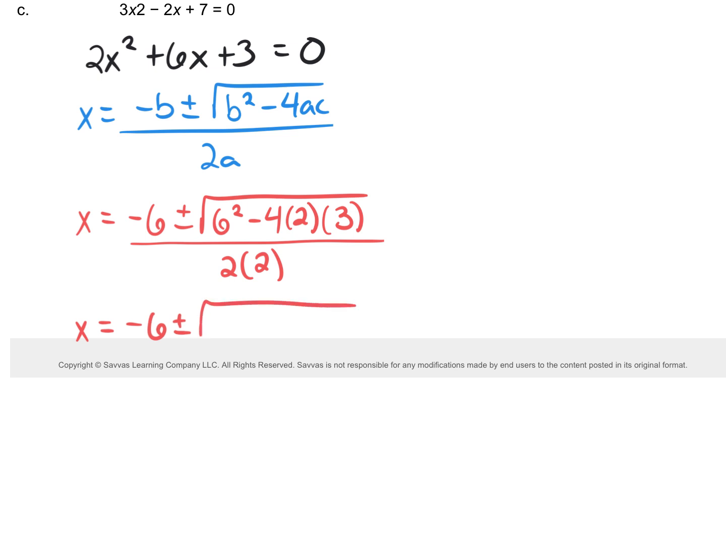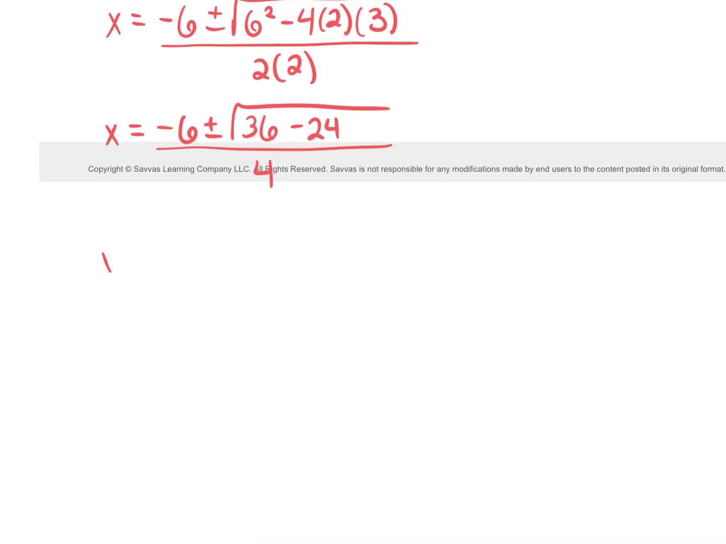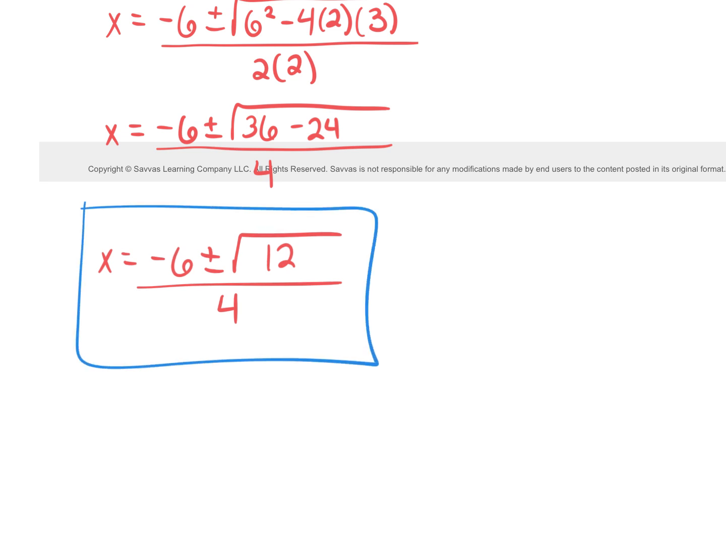Plus or minus, what's 6 squared? 36. What do I do with 4, 2, and 3? You multiply them. 4 times 2 is 8, times 3 is 24. And on the bottom, 2 times 2 is 4. Is the square root fully simplified? No. What is 36 minus 24? 12. 12 divided by 4. Is the square root of 12 a perfect square? No. Can I take the square root of 12? No. So that is my answer.